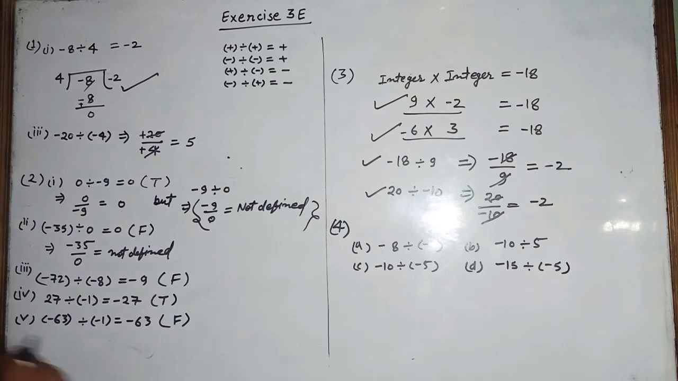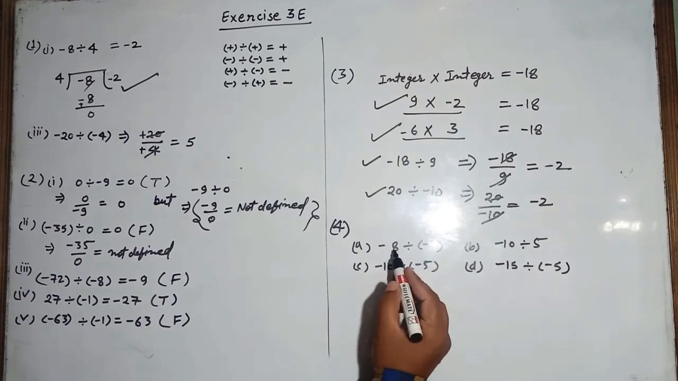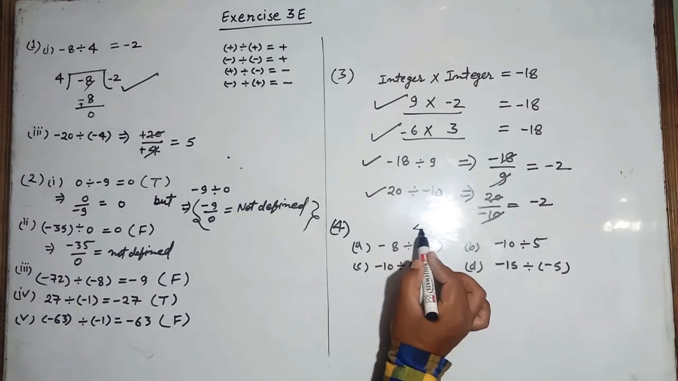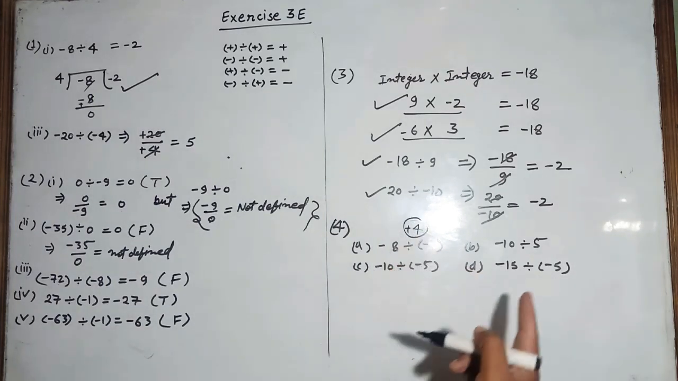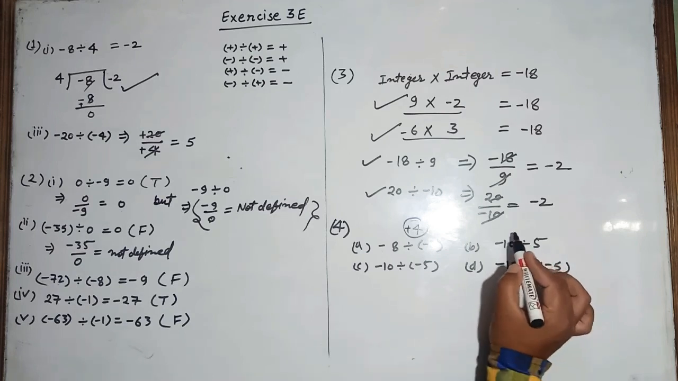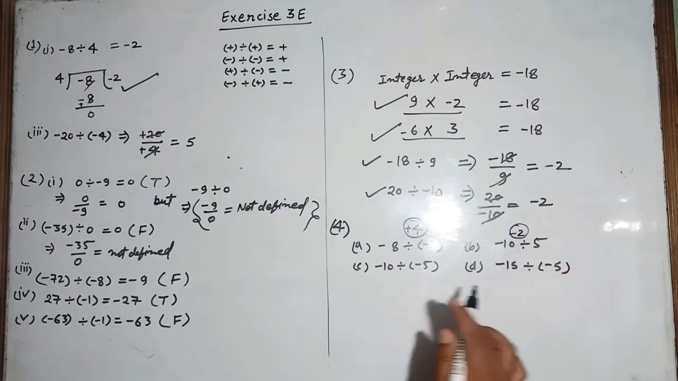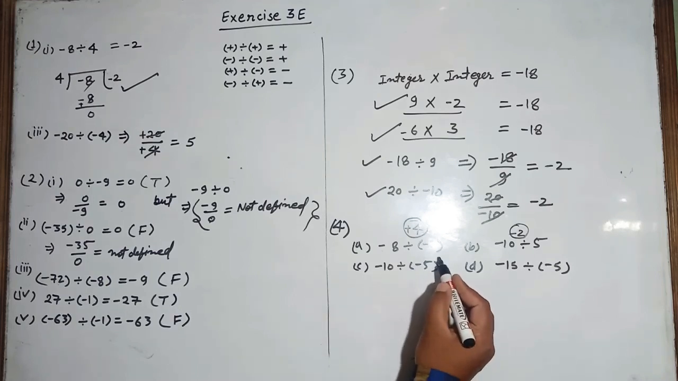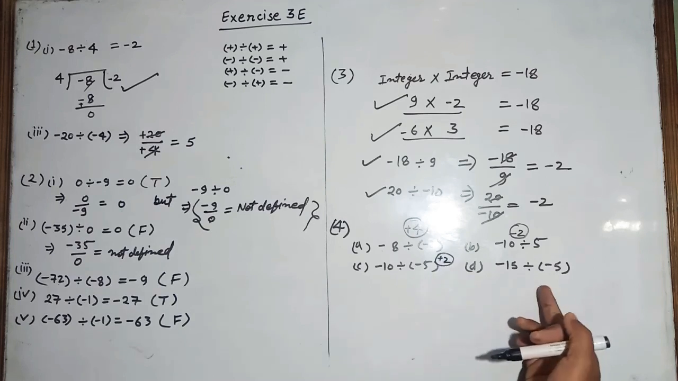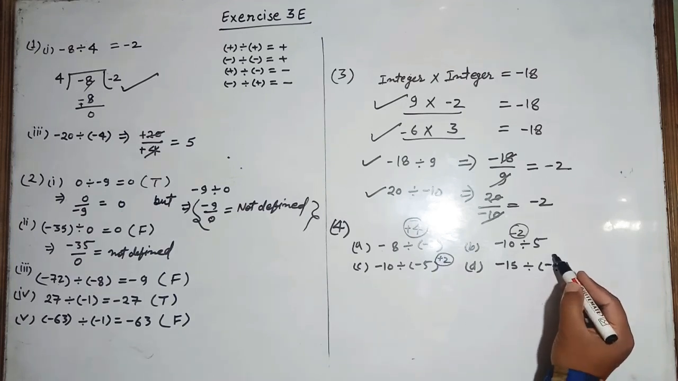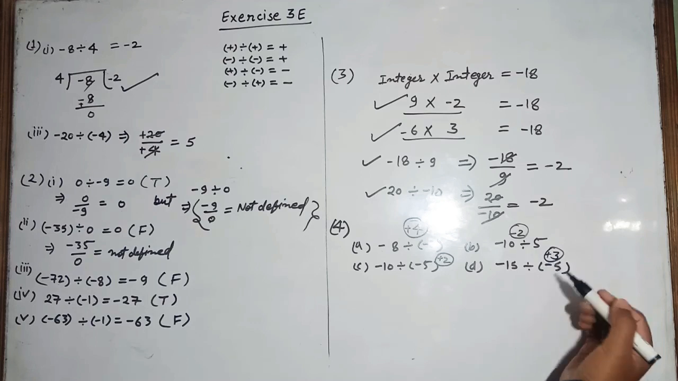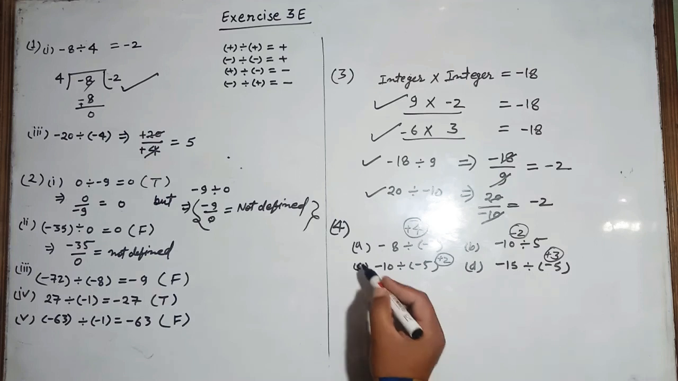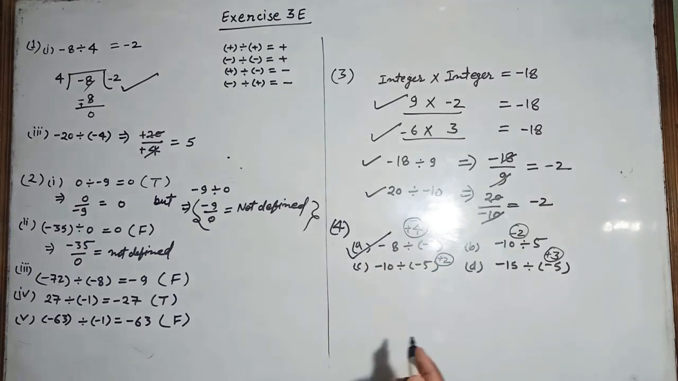So how will you do it? Just see here, the answer will be positive. 8 divided by 2 means plus 4, in this case plus 4 will be your answer. In this case you can check 10 divided by 5, minus 2 will be your answer. In this case plus 10 divided by 5 means plus 2 will be your answer. In this case 15 divided by 5, plus 3 will be your answer. So which quotient is greater? Obviously plus 4 is greater among all, so option A will be correct.